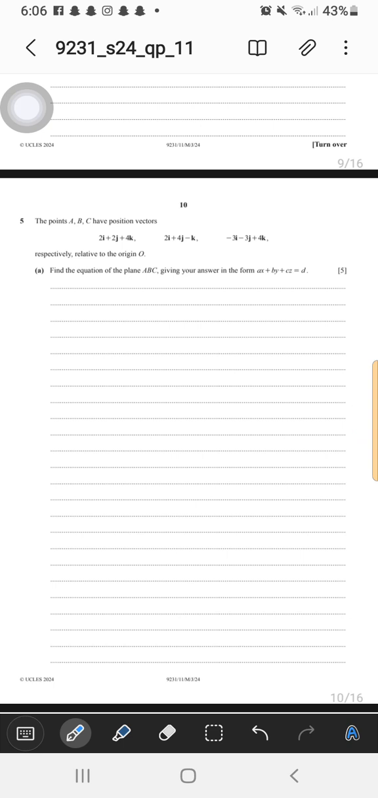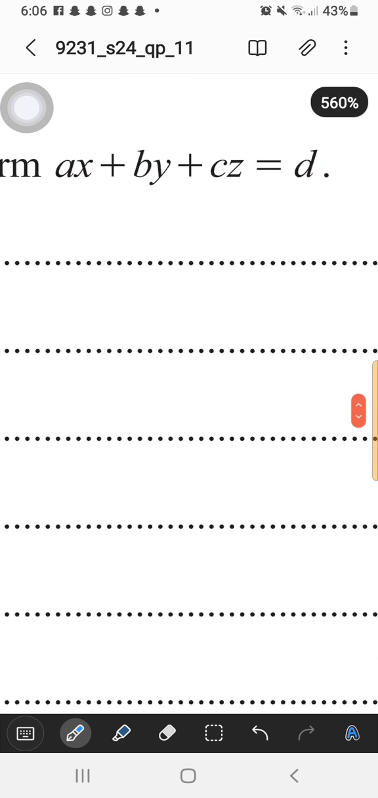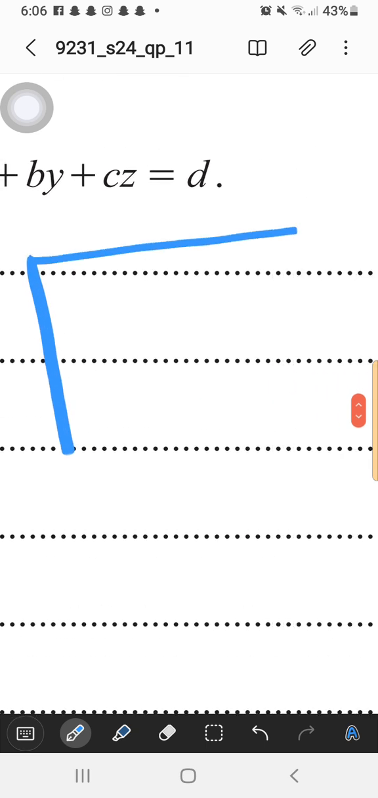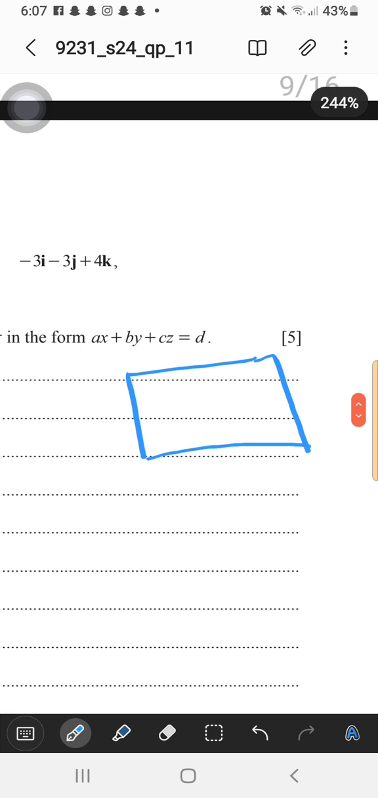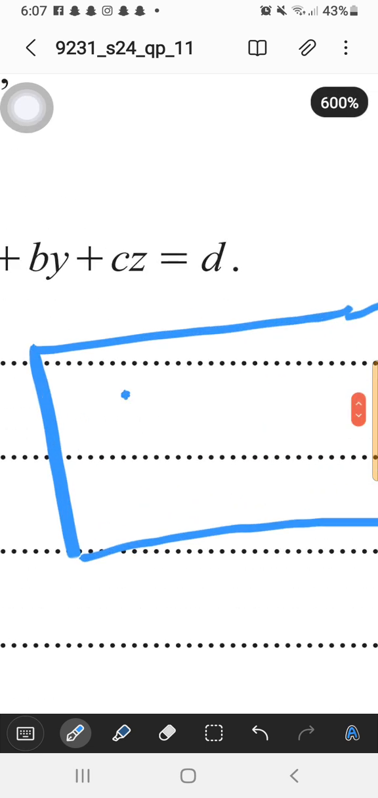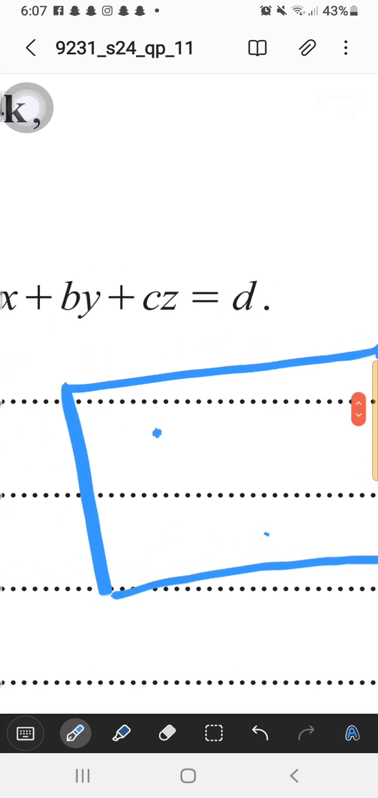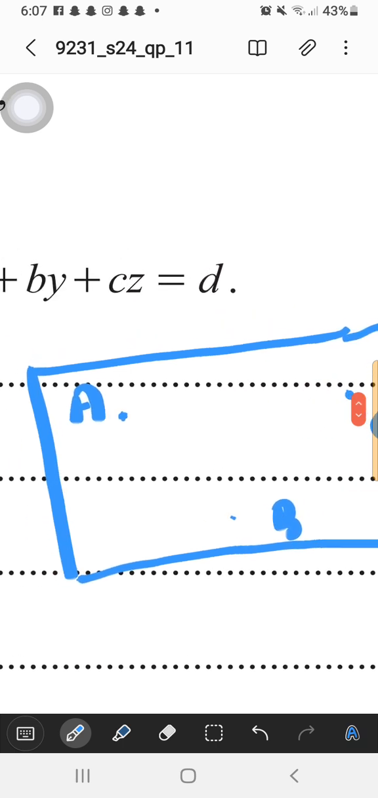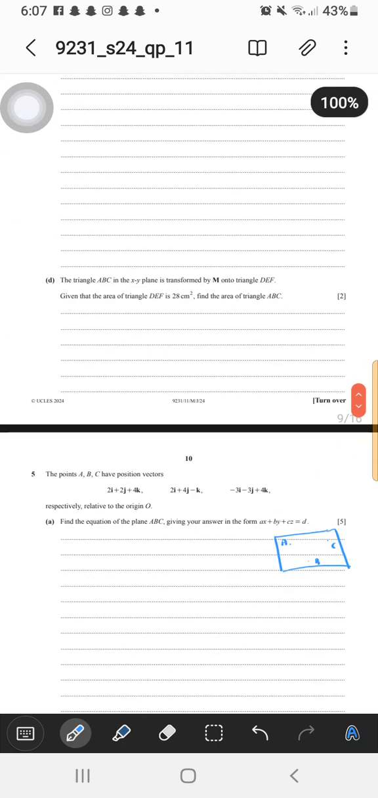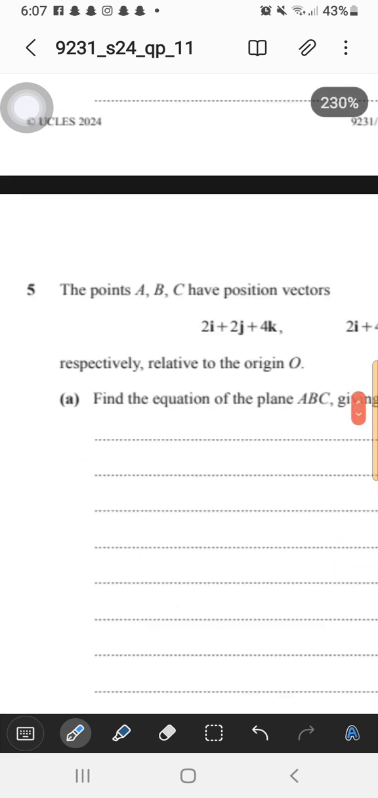Okay, so first of all there is a plane. Let's have a rough sketch here. Let's say it is our plane. There are 3 points here, A, B and C. For equation of plane we want normal and D. So first of all we will find normal.